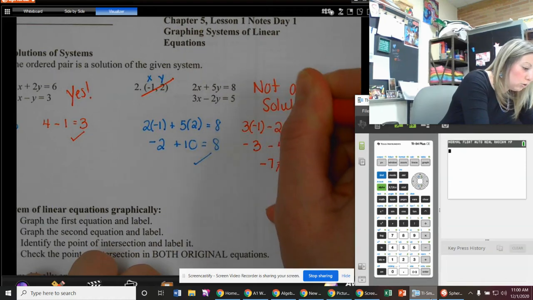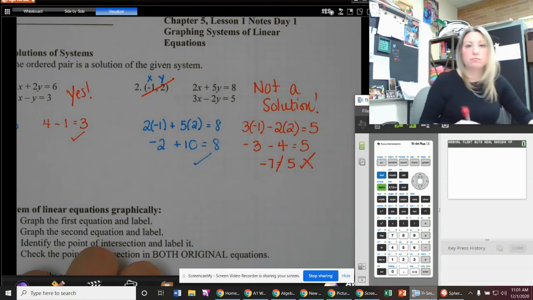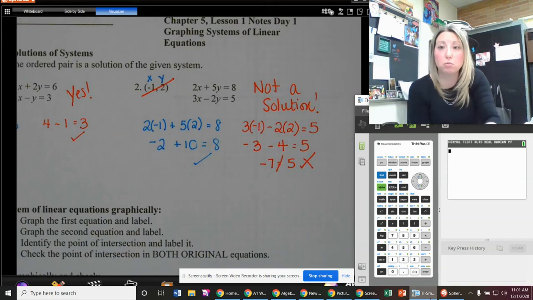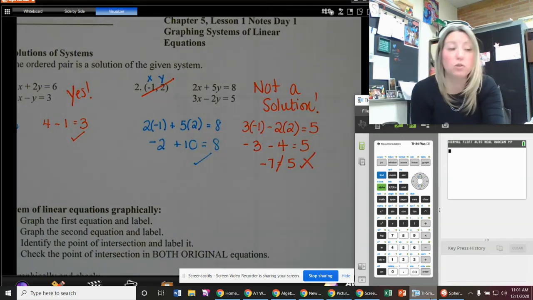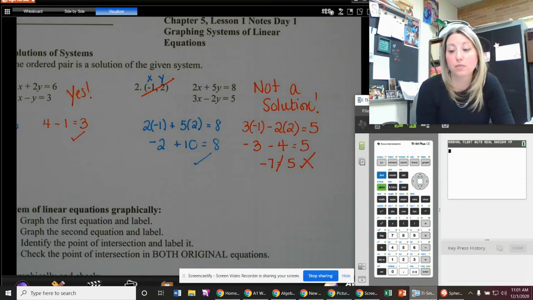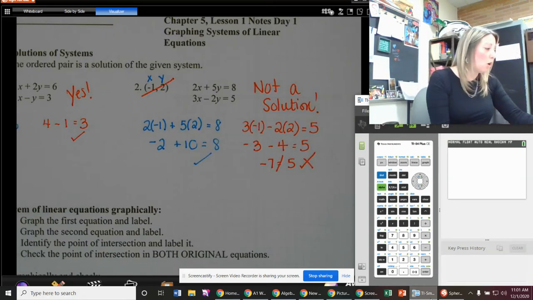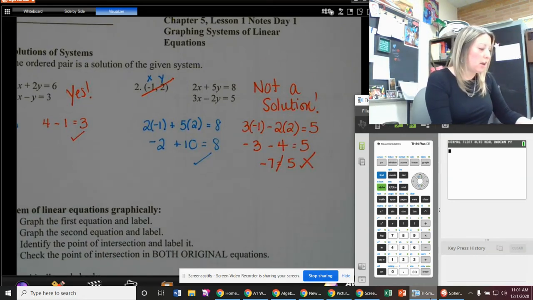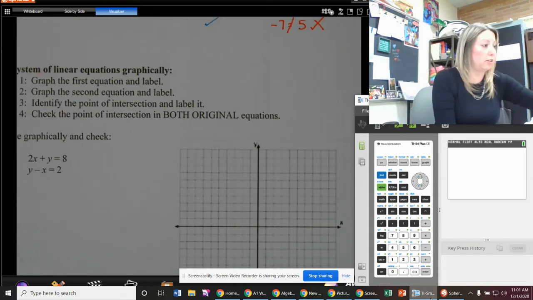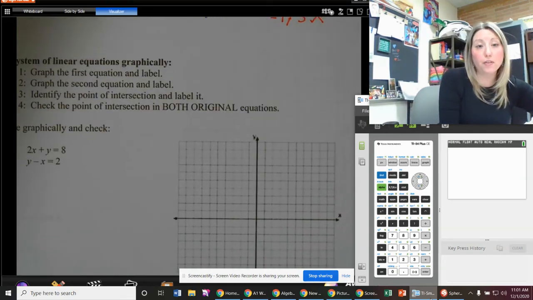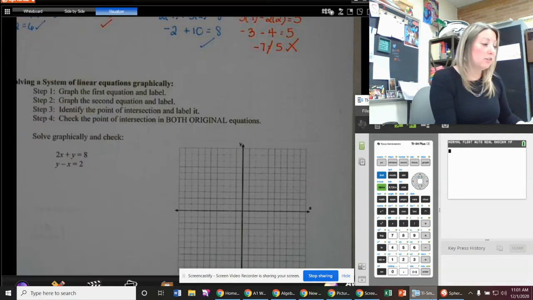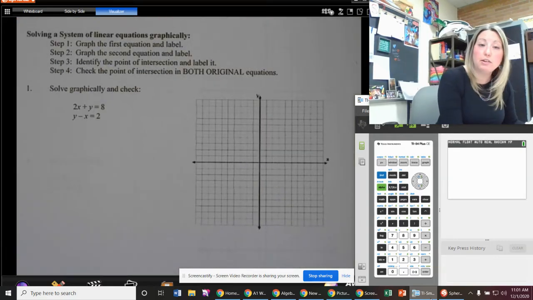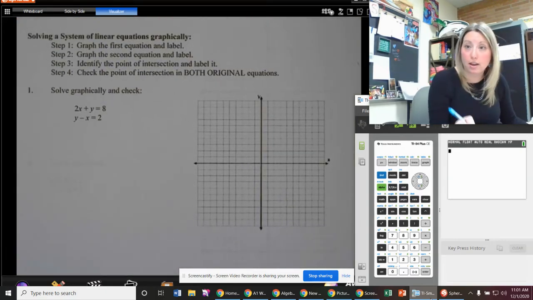This is not a solution to the system. It has to work in both lines. So that point needs to be shared by both line equations. Okay. So when you are solving a linear system graphically, you put both lines on the graph and you label each line and you label their intersection point if there is one.